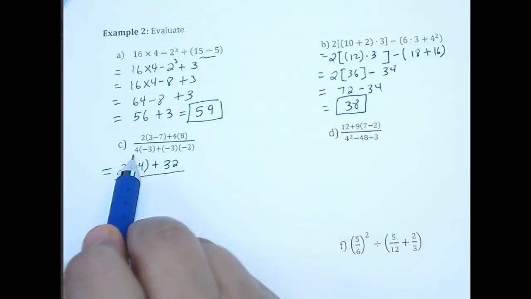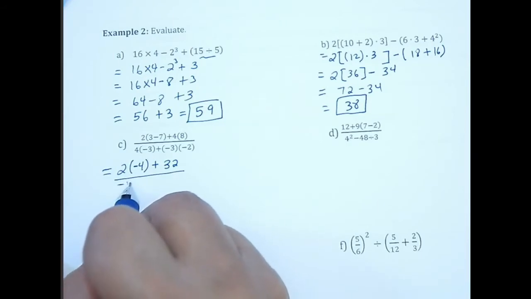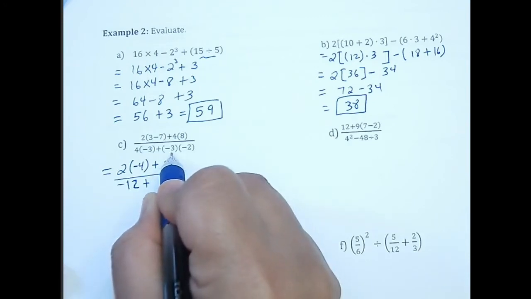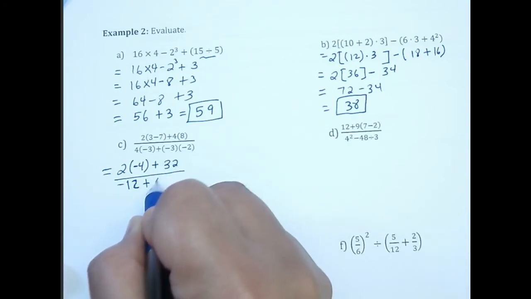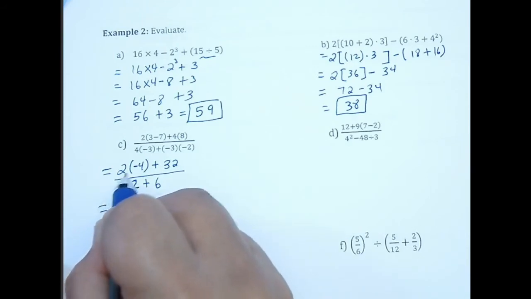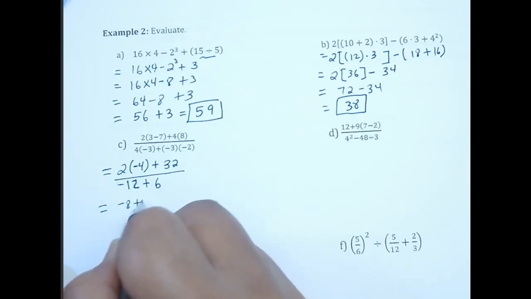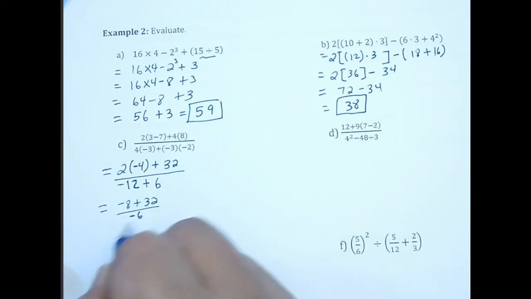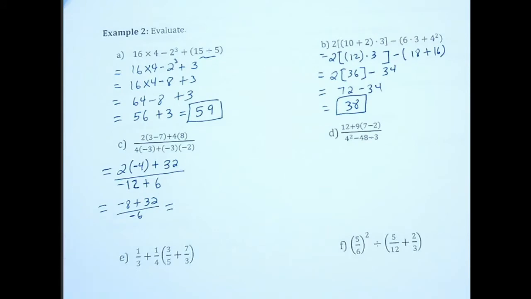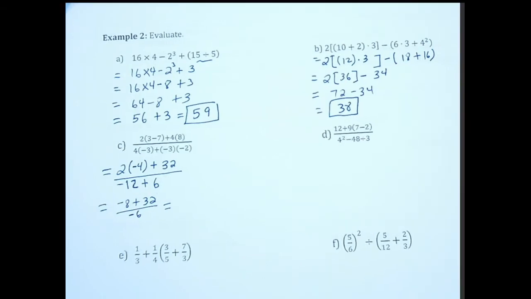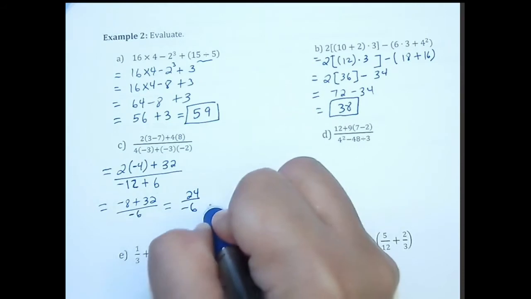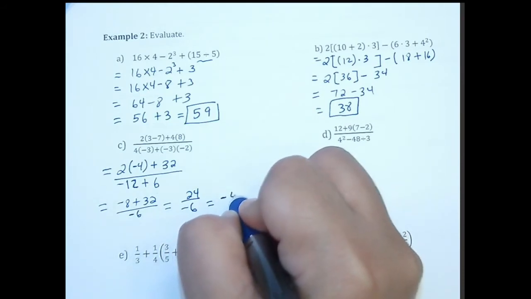In the denominator, we have 4 times negative 3 is negative 12. Plus negative 3 times negative 2 is a positive 6. 2 times negative 4 is negative 8. And negative 12 plus 6 is negative 6. So we have negative 8 plus 32. Going to give us 24. Divided by negative 6, which equals negative 4.